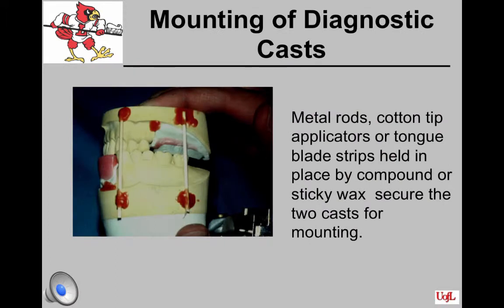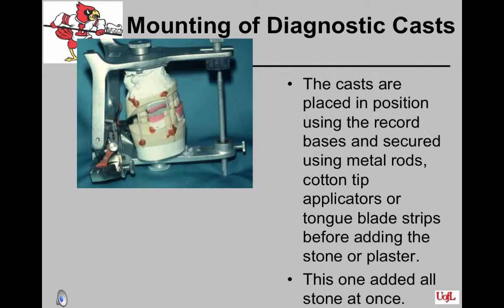Use metal rods made from cut metal coat hangers, wooden sticks taken from the cotton-tipped applicators, or strips of the tongue blade, and secure the two casts with compound or sticky wax before you add plaster to mount the lower cast. The casts are placed in position using the record bases, and they're secured into position by those metal rods, cotton-tipped applicators, or tongue blade strips before adding the plaster.